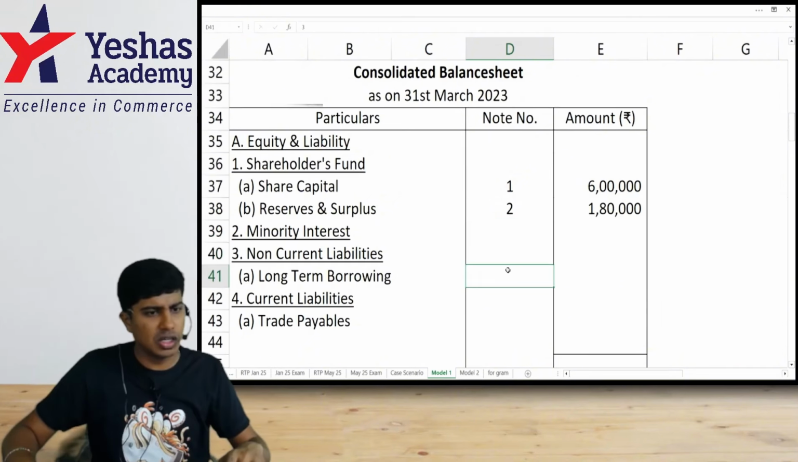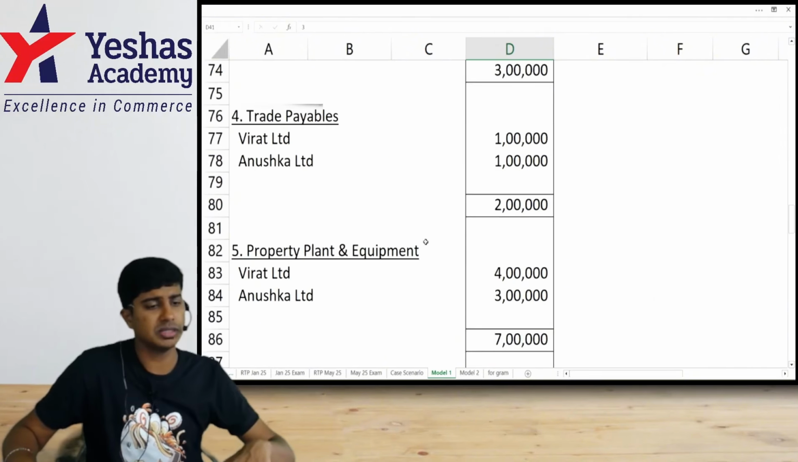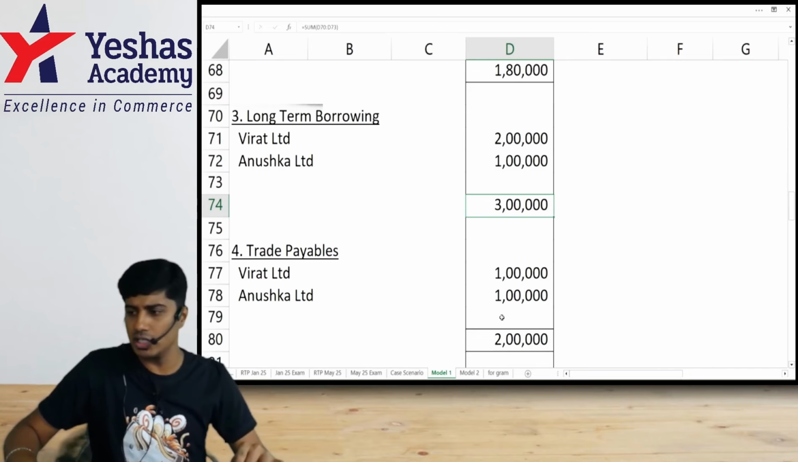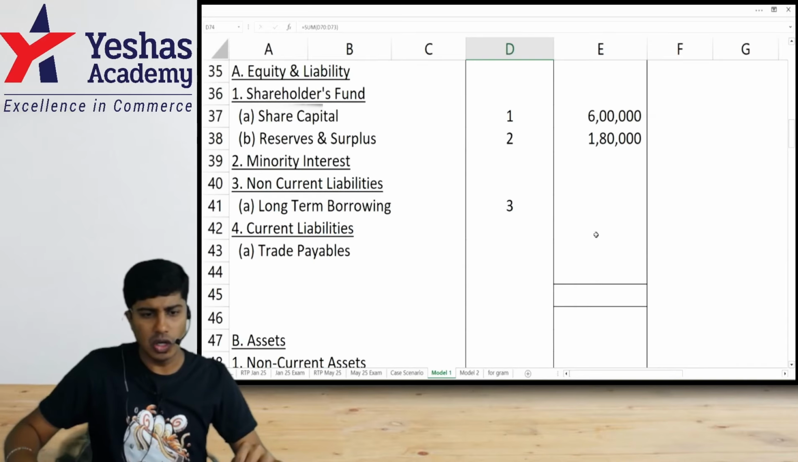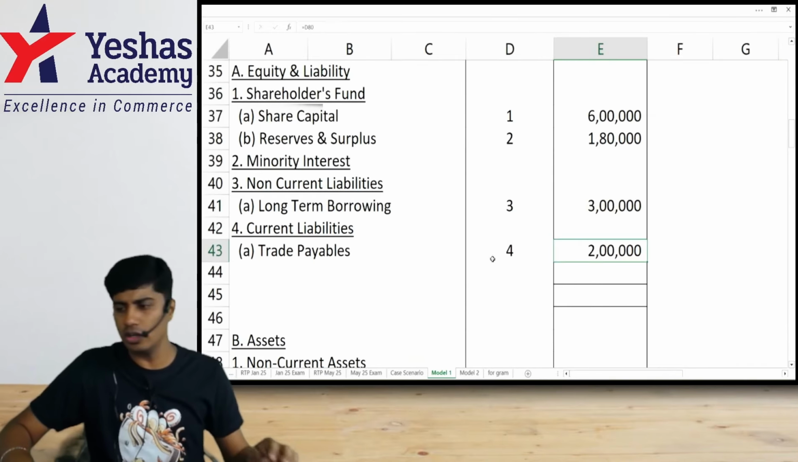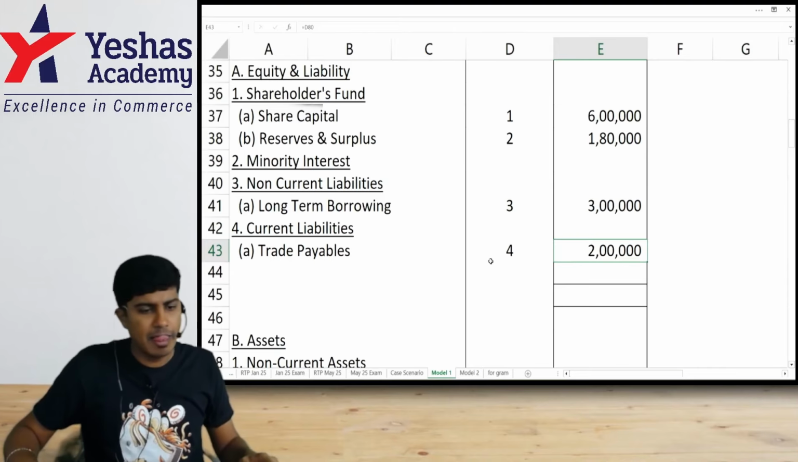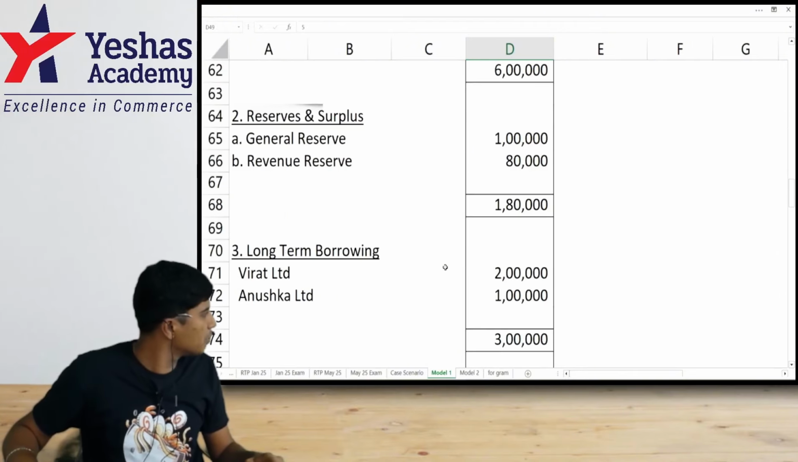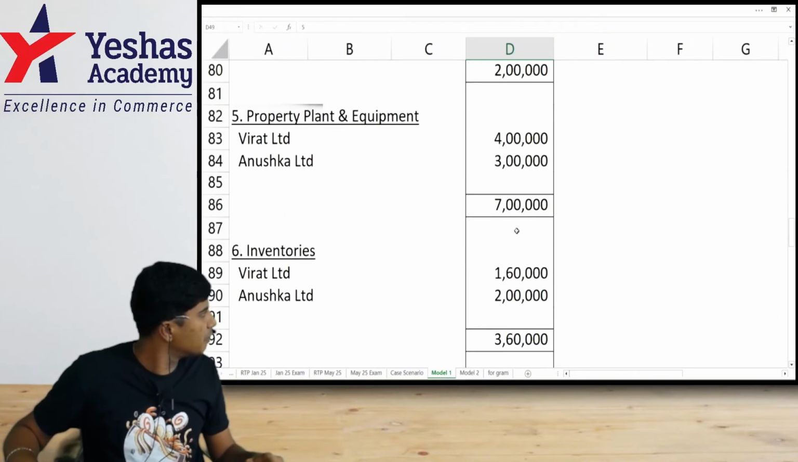Let's write our long term borrowings. How much is long term borrowings? Long term borrowings 3 lakh. Trade payables 2 lakh. I'll write here long term borrowings 3 lakh. Trade payables note number 4, 2 lakh. Got this? Then let's see non-current assets, property, plant and equipment. Note number 5. How much is my PPE?